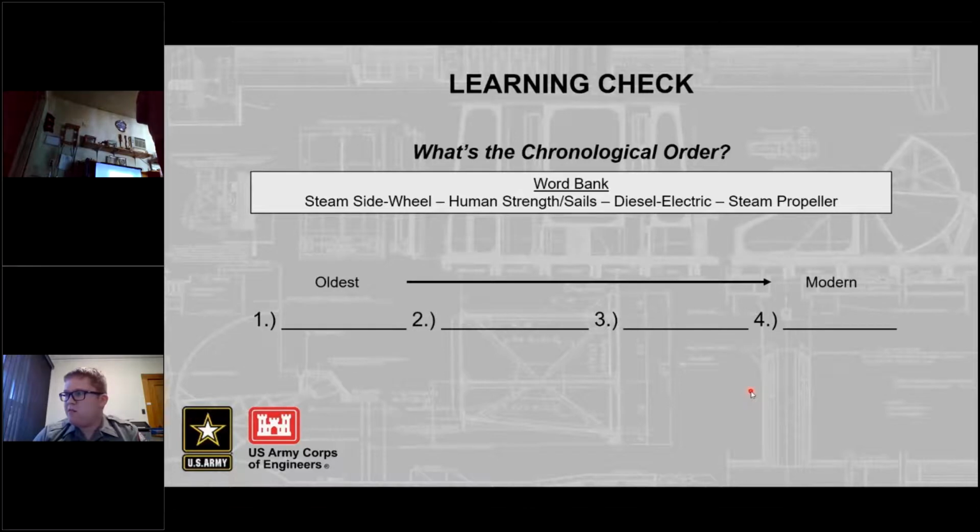All right, just to keep things moving along, I will show the answers here. The oldest of the 4 depicted is human strength and sails with the Montreal canoes and the sailing vessels. Next, we have the steam side wheel system, which was the earliest use of steam on the Great Lakes. Then we have the steam propeller, which first was introduced in the 1840s. The propeller is still used today, but today we have the diesel-electric engine that operates most of the ships.